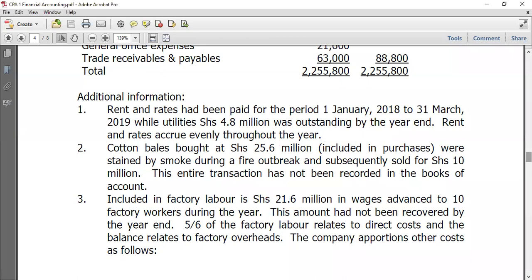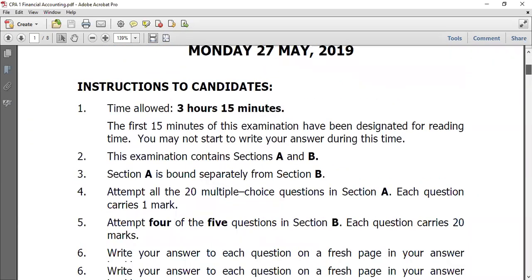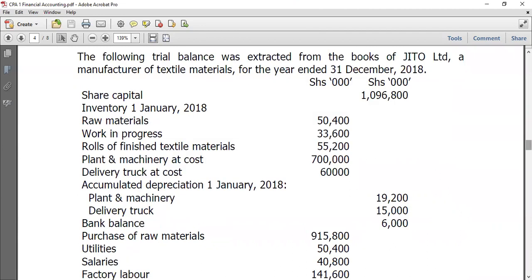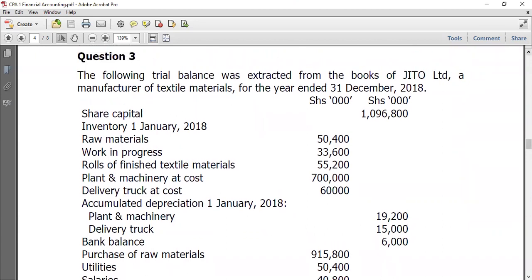Okay, so this is another question. This is May 2019. Now you will see that in every question they share with you, especially where they're giving you a trial balance, in most cases, because they know that the trial balance may take you a lot of time to prepare, they go ahead to give you a trial balance. So this is a trial balance for Jito, who are manufacturers of textile materials.